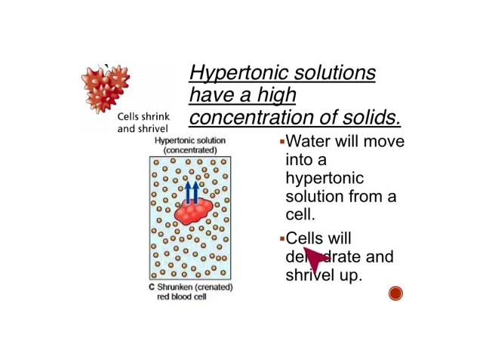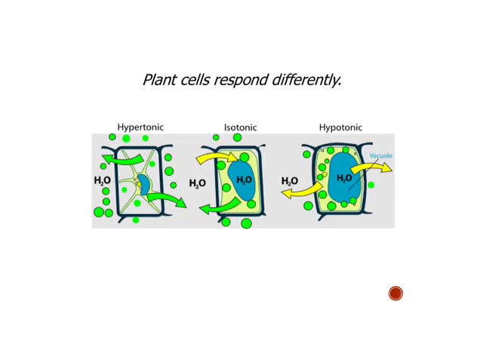In this case, cells will dehydrate, and they'll shrivel up. They shrink up and shrivel up because they're losing water. Water moves out of them into these concentrated solutions. Hypertonic. Now, what I just showed you were animal cells.